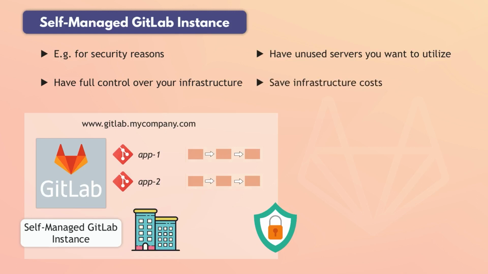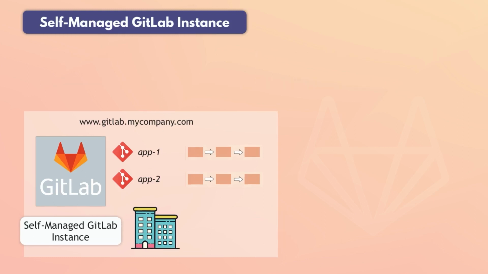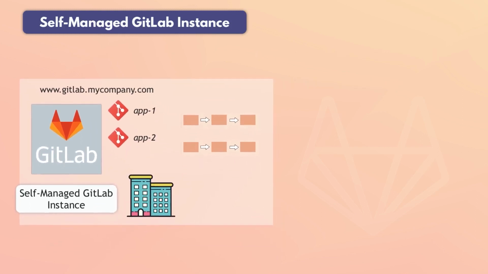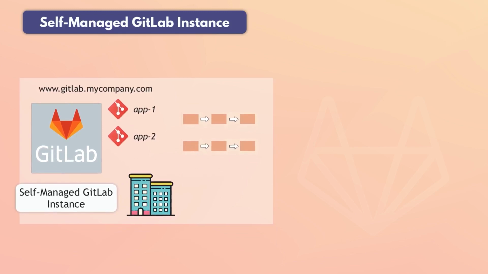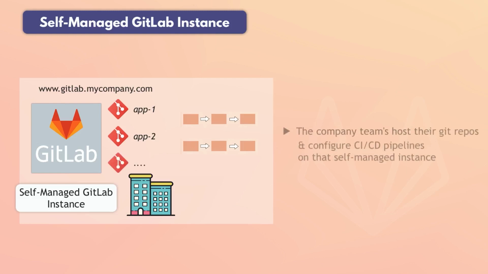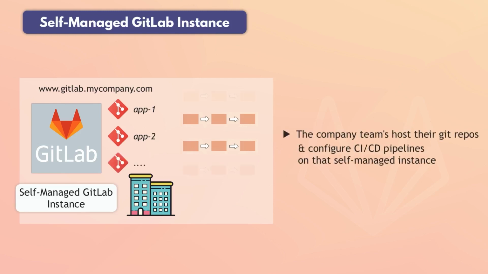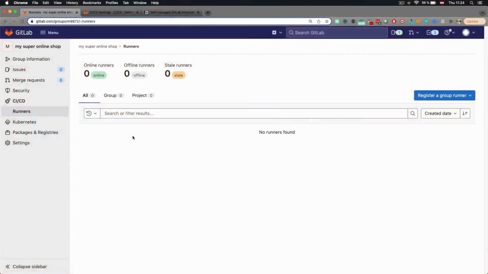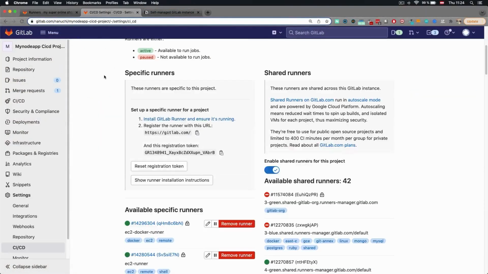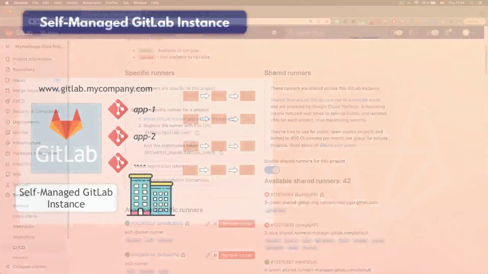So as you see, there could be many reasons why you would want to have a self-managed GitLab instance in your company. And for those scenarios, many companies actually create their own self-managed GitLab installation for the whole organization. And on that instance, all the company teams can host their Git repositories and configure the CI/CD pipelines for them. So it will work pretty much in the same way as you see here, and the UI will be the same, but it will be completely managed by your administrators.